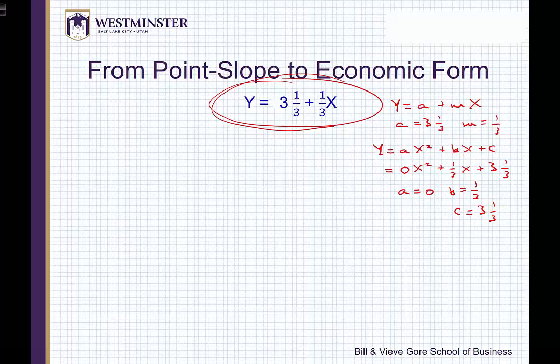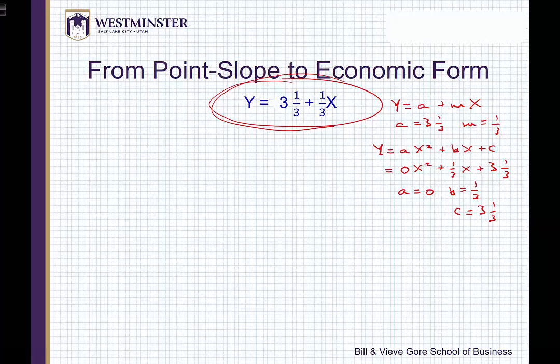Try not to let yourself get confused as you're going from the point slope to the quadratic equation, with the different variable iterations in the convention in which we think of these equations. So with that, how do we turn this into an economic form?